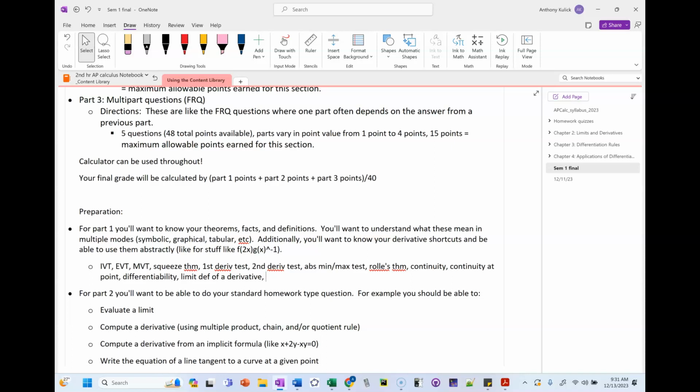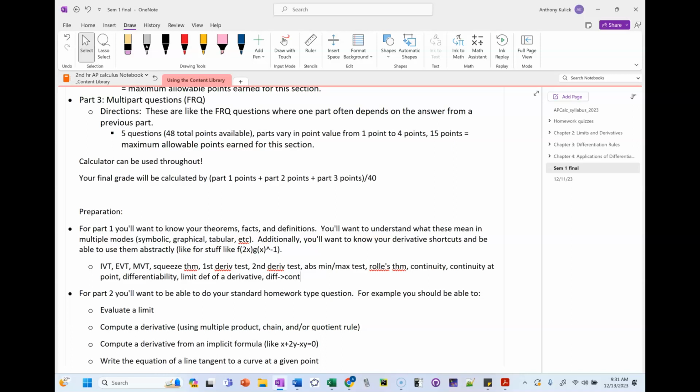And then let's see, we have some facts like differentiability implies continuity, right? But the reverse is not true. Continuity doesn't imply differentiability. Your counterexample could just be anything with a sharp corner. We know the derivative doesn't exist at the corners, so you could do something like that.